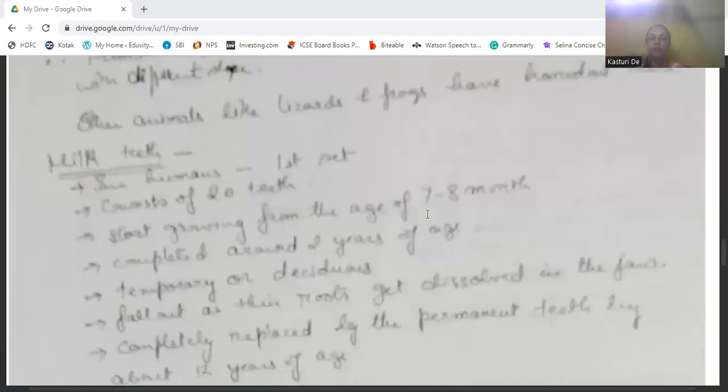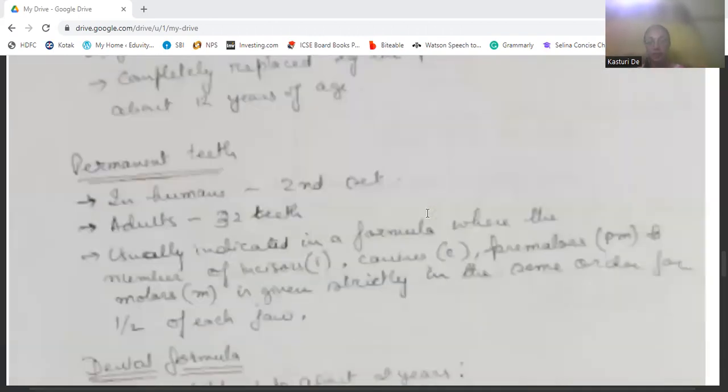Now, milk teeth. In humans, one set is there. It consists of 20 teeth, and it starts growing from the age of 7 to 8 months and completes by about 2 years of age. They are temporary or deciduous, so they are not permanent. They fall out as the roots get dissolved in the jaw. That's why they are deciduous. They are completely replaced by the permanent teeth by the age of about 12 years.